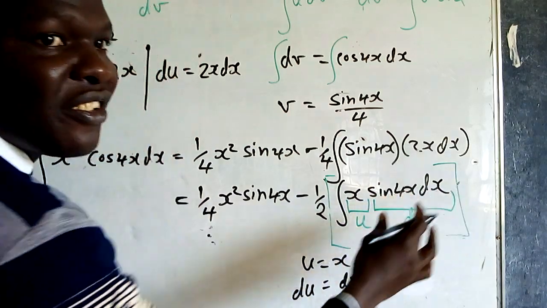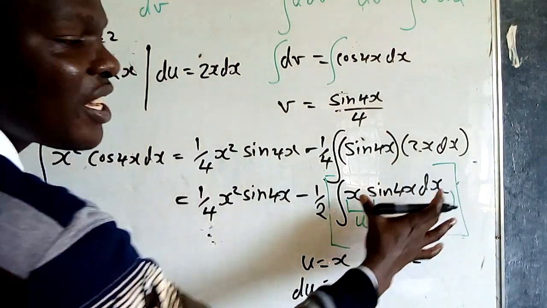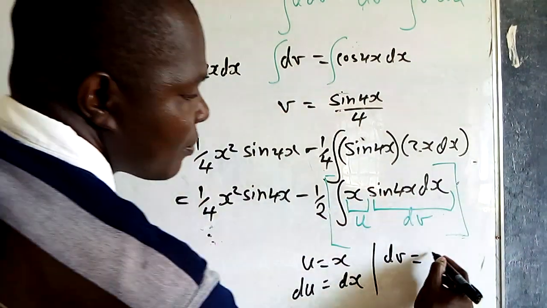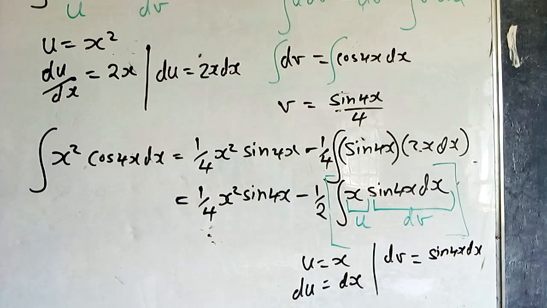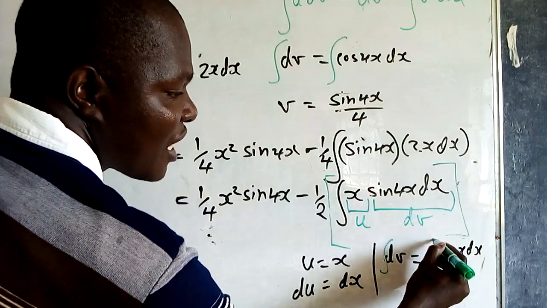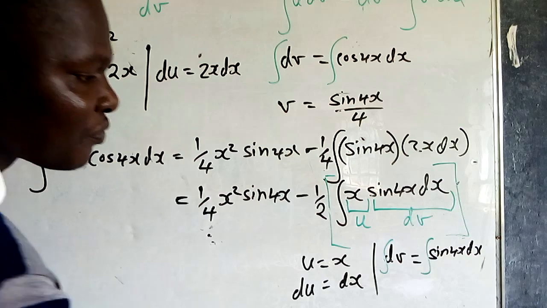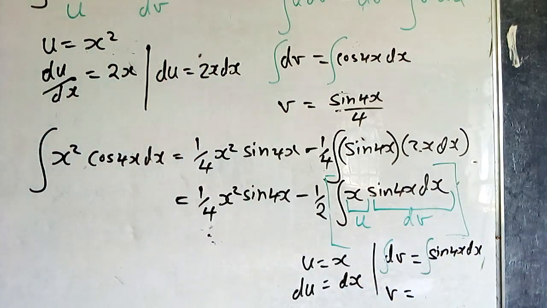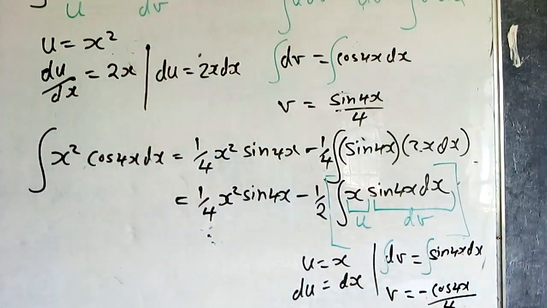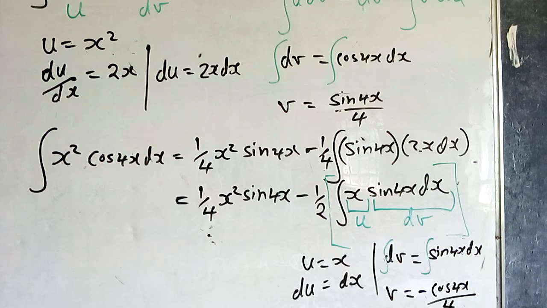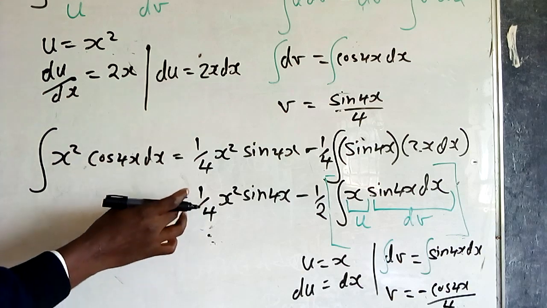dv is sin 4x dx, isn't it? dv is the whole of this, sin 4x dx. So, for you to get v, you introduce the integral on both sides, isn't it? What is v? If you differentiate sine you get positive cos; if you integrate sine it is negative. Yes. Negative cos 4x, then you divide by the derivative of the inner function, which must be a constant, isn't it? Are you seeing that? So after getting that, we now go back and do our substitution.